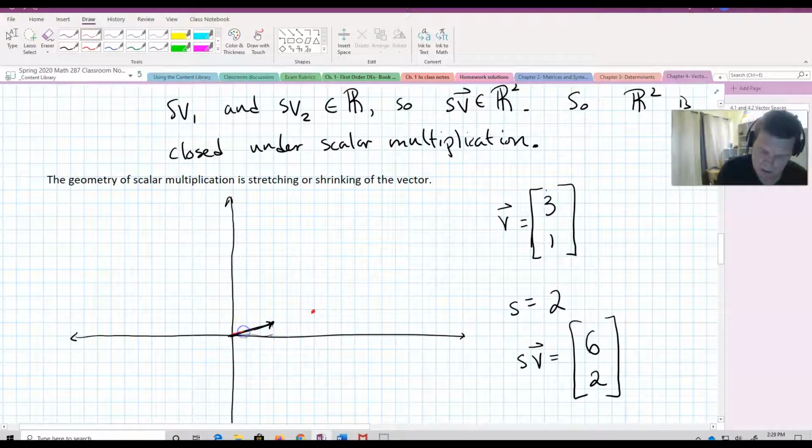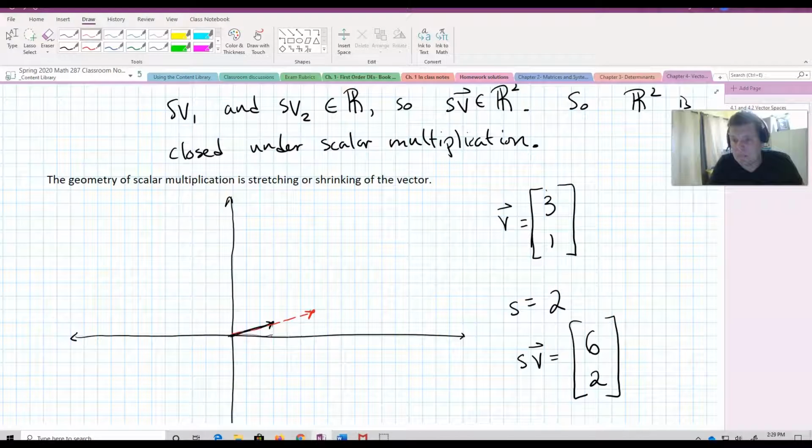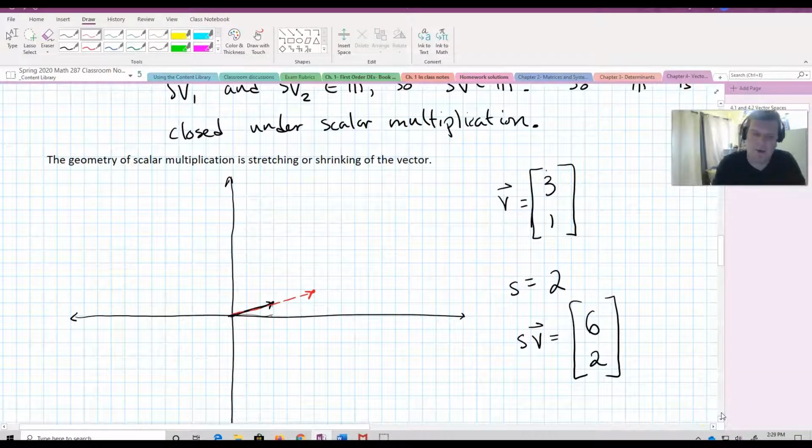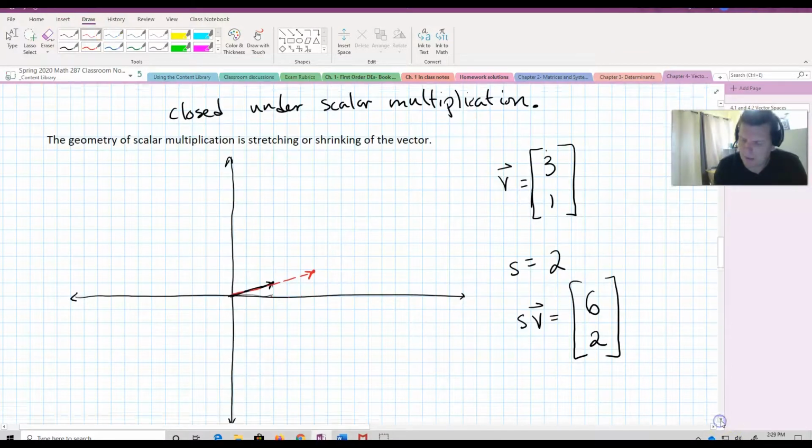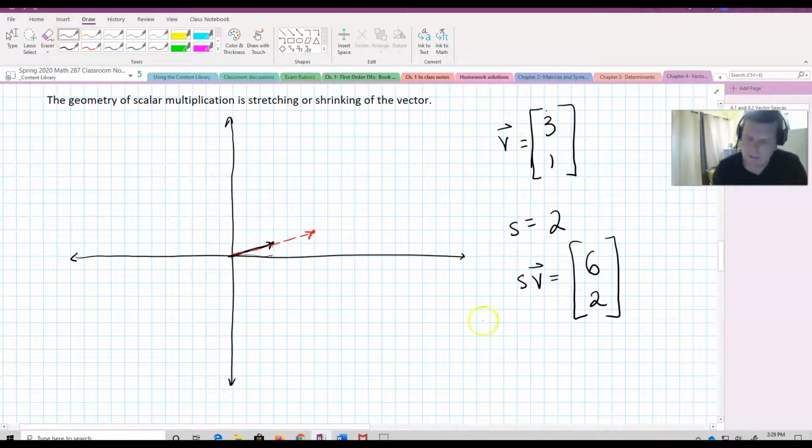What I want you to notice is that there's no change in the direction of the vector. Okay, the vector is still in the same exact direction. All that's happened is that it's stretched it, essentially doubling it. Okay, this is v, this is 2v. Let's take a different one.